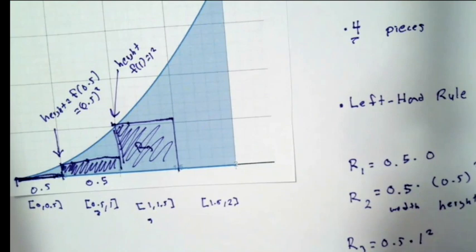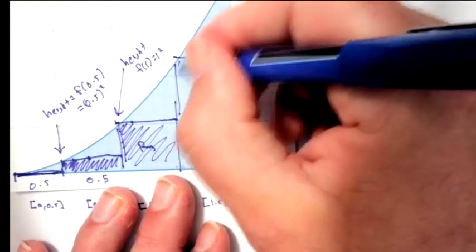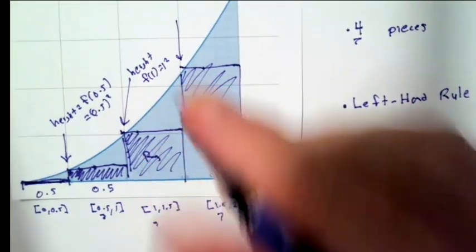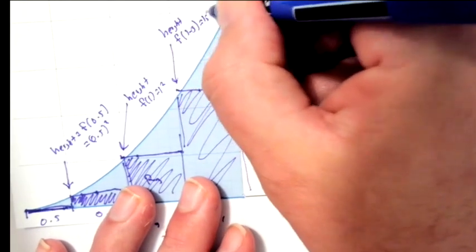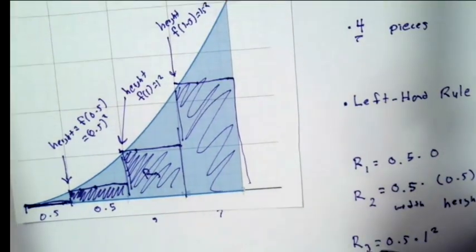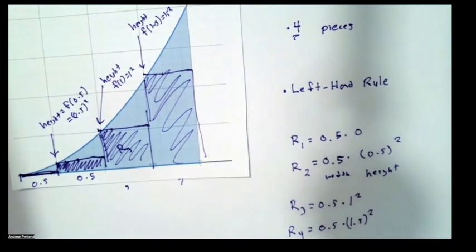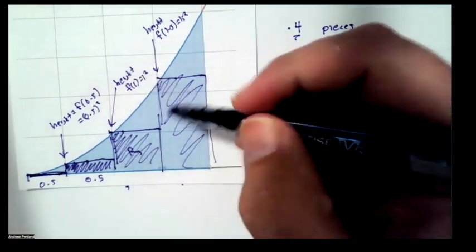And finally, R4 is this rectangle, because I'm using the left endpoint. That left endpoint is 1.5, so the height is f of 1.5, or 1.5 squared. So I have four rectangles, R1 through R4, and I've been able to calculate the area of each. These calculations line up with the areas of the rectangles that I've shaded.